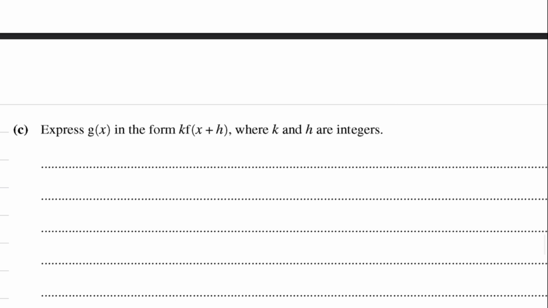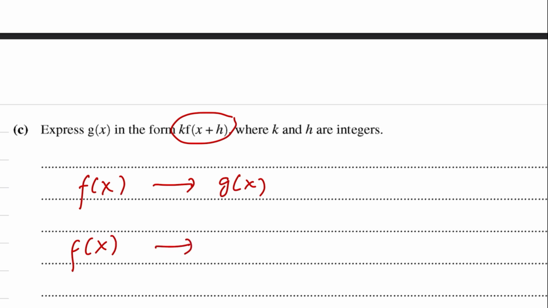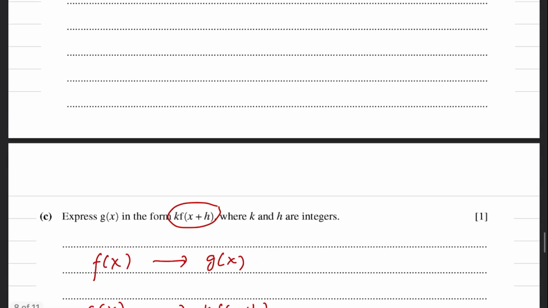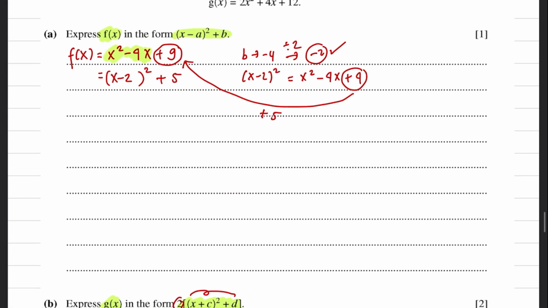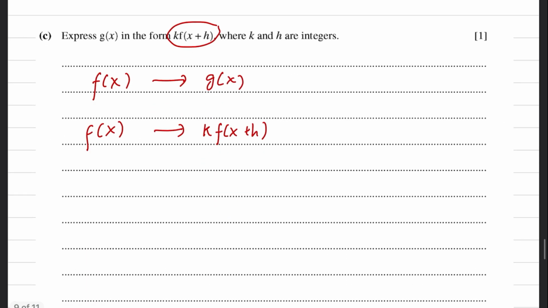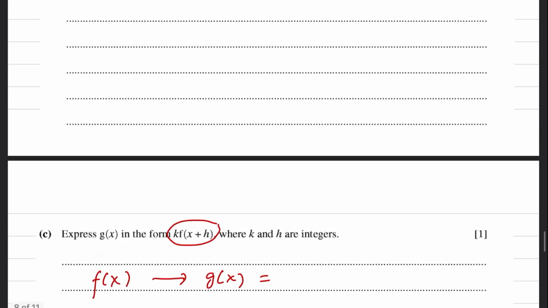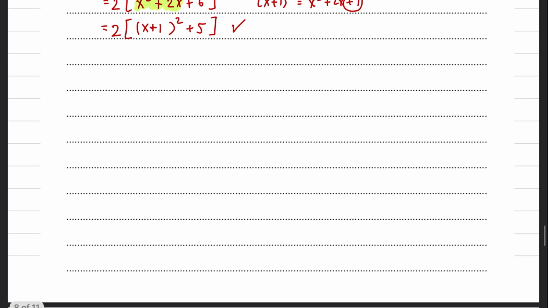The next question, we want to express g(x) in the form of k times f(x) plus h, where k and h are integers. So as you can see, this is a transformation. I want to transform my f(x) into g(x). I want to transform my f(x) becomes k f(x) plus h. So what is my f(x)? My f(x) is (x minus 2) squared plus 5. And my g(x), which is the transformed one, is 2(x plus 1) squared plus 5.